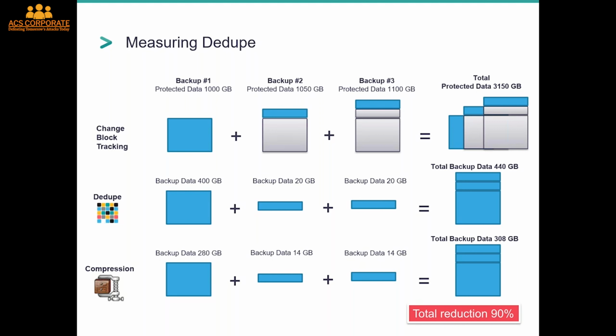So you've got a total data reduction from the logical size in terms of source protected down to the compressed and Dedupe size. It's a 90% data reduction overall. So this is how we measure Dedupe. It's quite simple. How much have you protected at the front end versus what's on disk after compression and Dedupe?